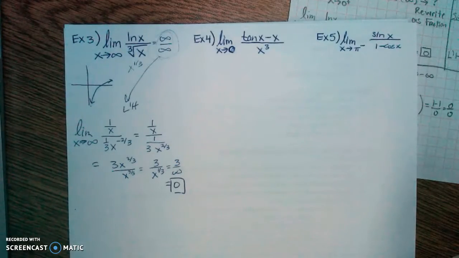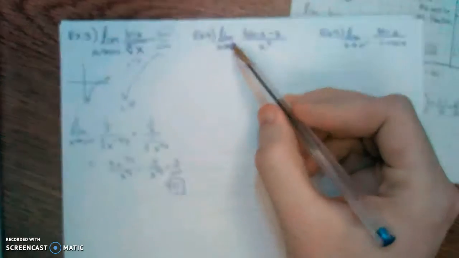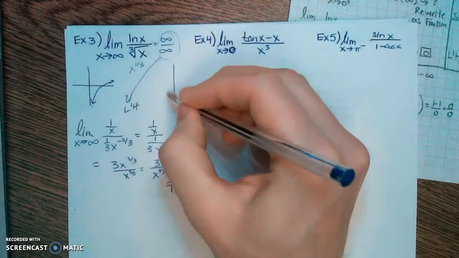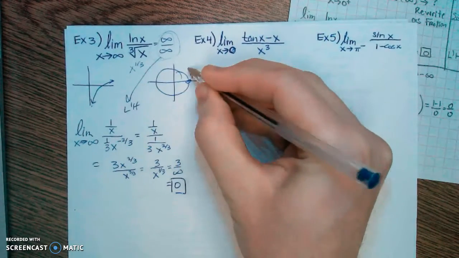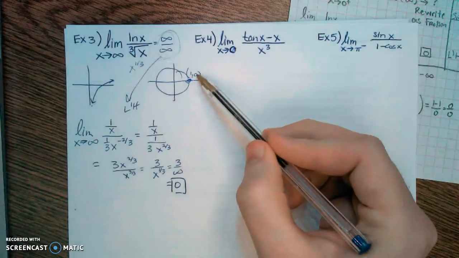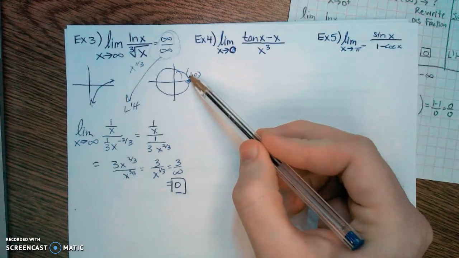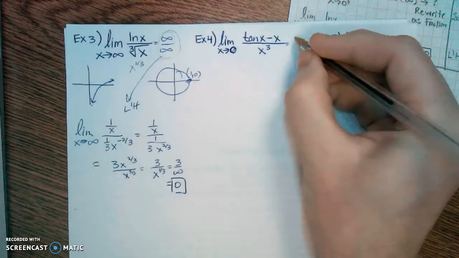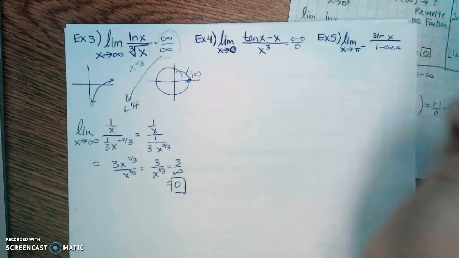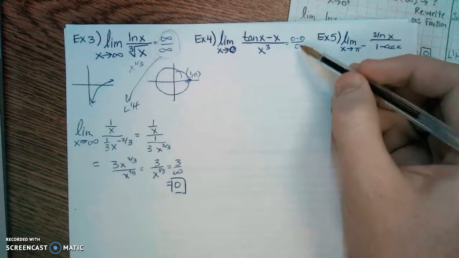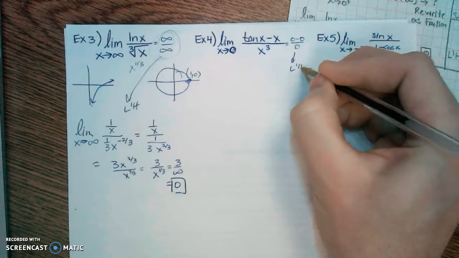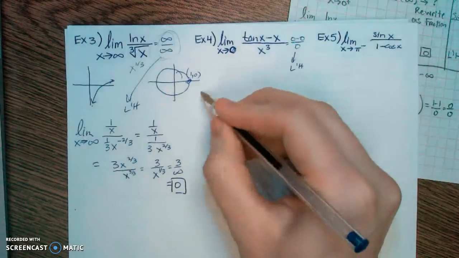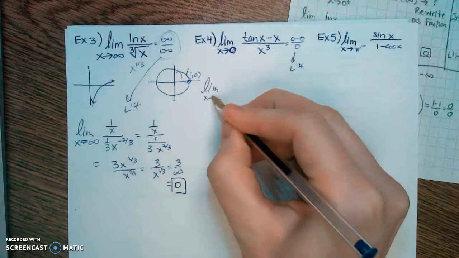On example 4, think about your unit circle. And so we've got 1, 0. So the tangent at 0 is 0 divided by 1, so 0. So I end up having 0 minus 0 over 0. So we get that indeterminate form of 0 divided by 0. So that means we can use L'Hopital. So let's do the limit of the derivatives.